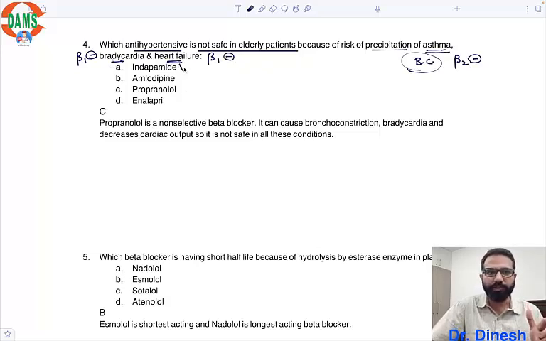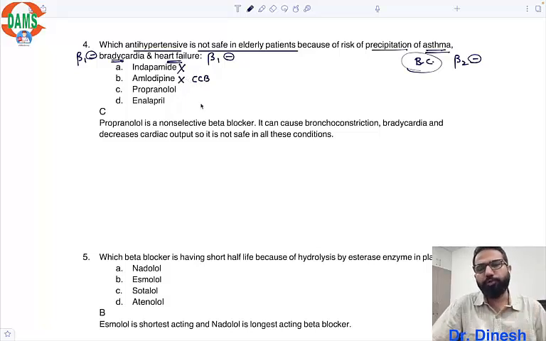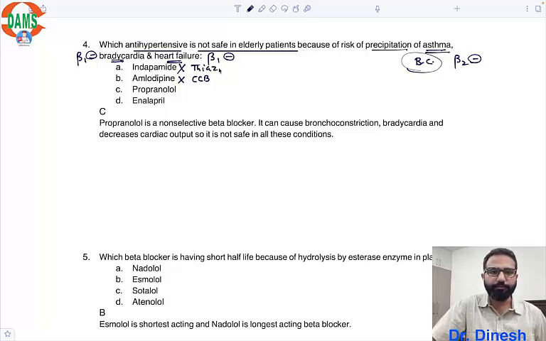So indapamide, that is a diuretic. Amlodipine, it's a calcium channel blocker. And guys, calcium channel blockers are safe, they can relax the smooth muscles. They are safe in asthmatics. They are not causing bradycardia. Indapamide is a thiazide diuretic. Propranolol is a beta blocker. And enalapril is the ACE inhibitor.